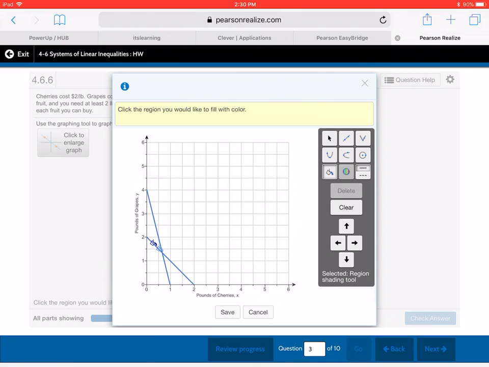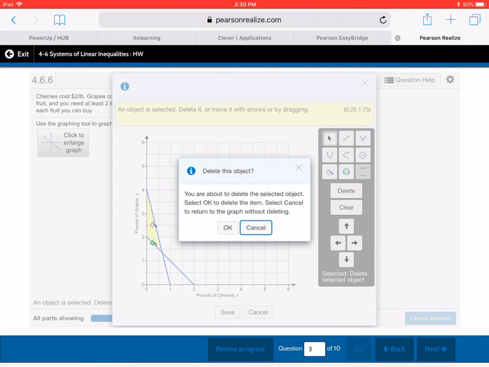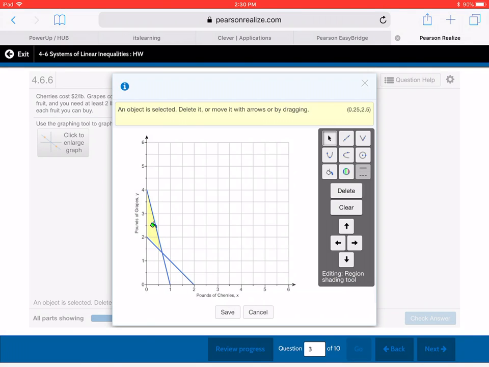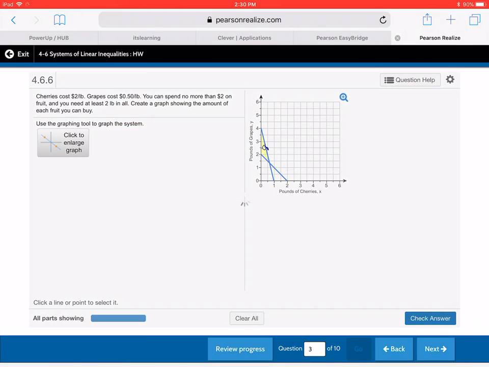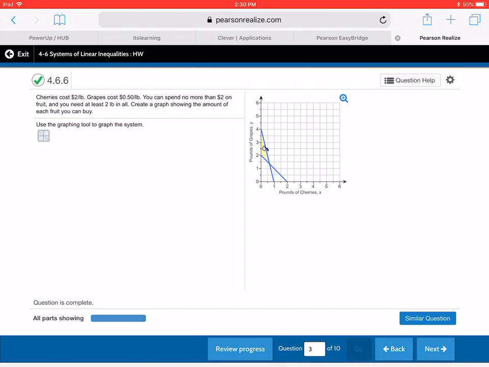So I'm going to go back here, and I'm going to make sure that that is selected. And I'm going to select my little bucket of the first one, and I'm going to hit delete to make sure that that's the only region that is colored. And I'm going to hit save, and I'm going to check my answer. My answer is correct. I am done.